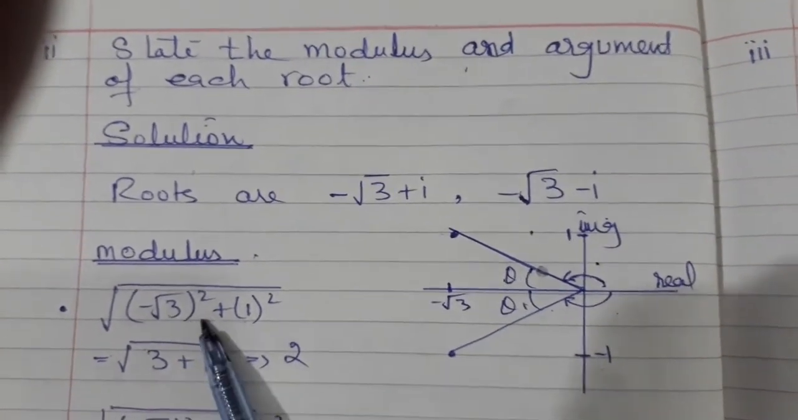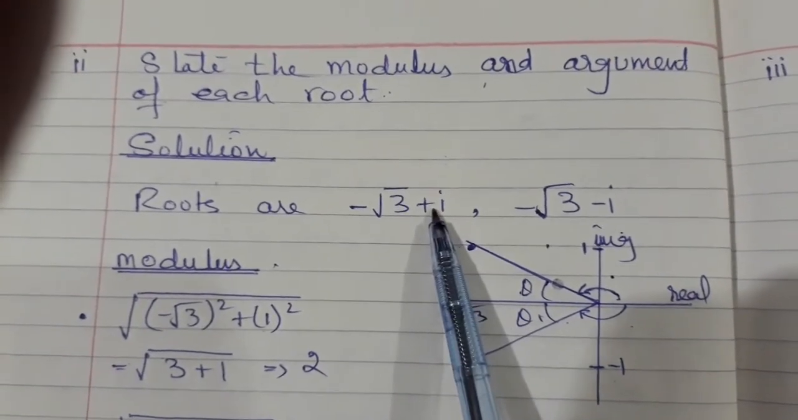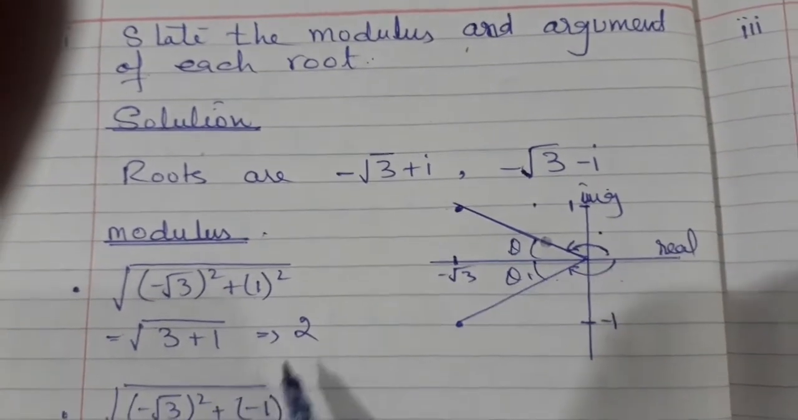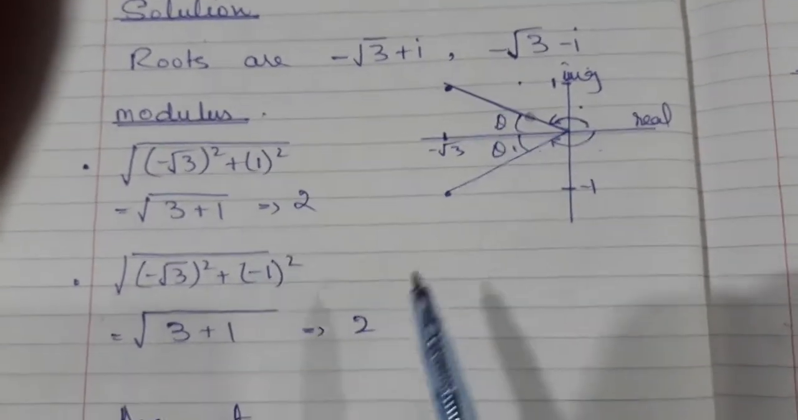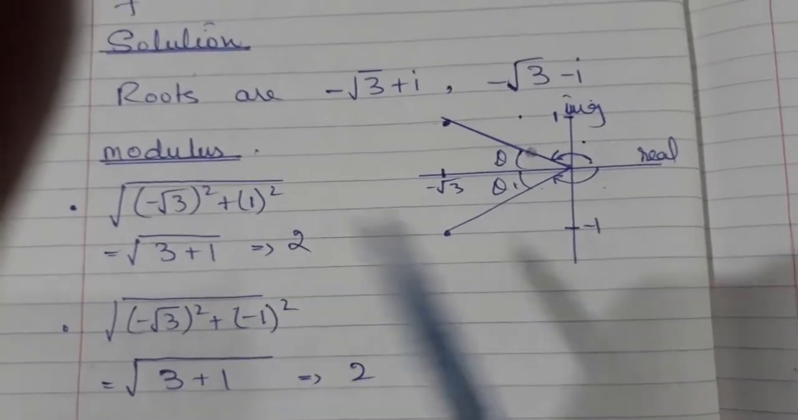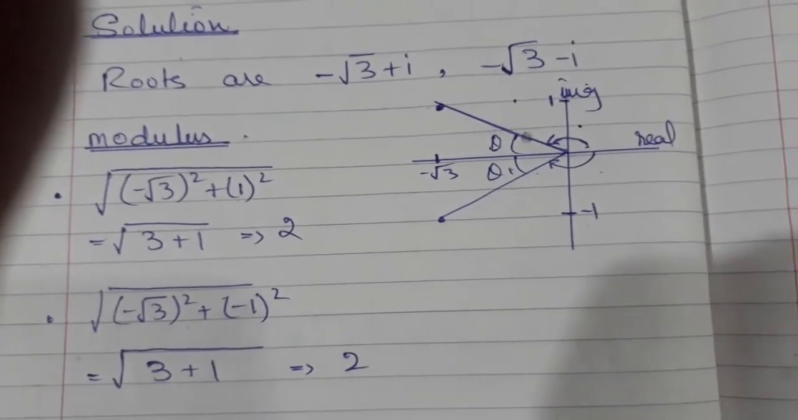Okay. So for modulus we do what? This is square plus coefficient of this is square, which is 1 here. So when I do modulus I get root 2. I have shown you both, though there is no need to do both, but just for the sake of showing. So the modulus is coming 2 for both the roots.